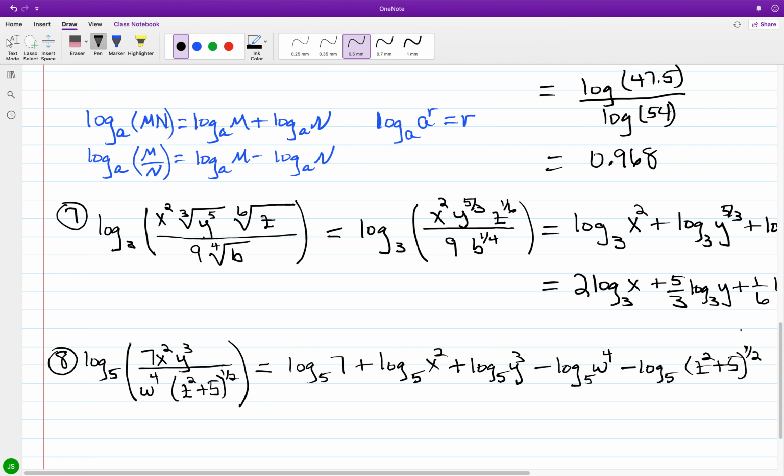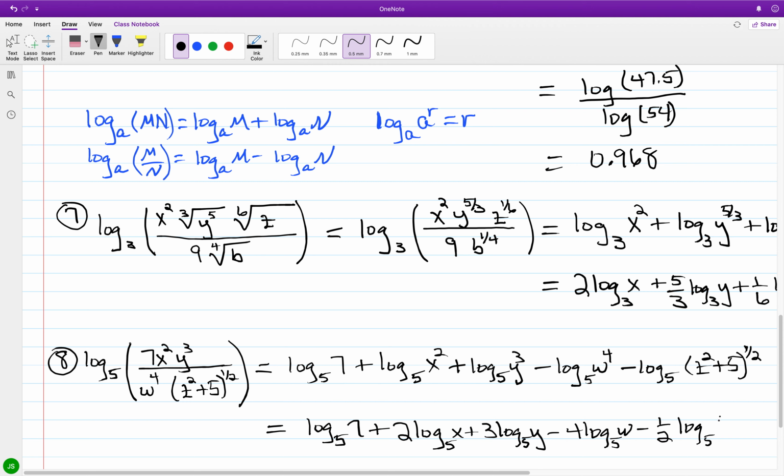All right, and now the first term is already in reduced form, and 7 is neither a multiple nor an integer power of 5. So we have the base 5 logarithm of 7, and then where we have exponents, we're going to write them as coefficients. So the second term, we have 2 times the base 5 logarithm of x, followed by 3 times the base 5 logarithm of y. We have minus 4 times the base 5 logarithm of w, and we have minus 1/2 the base 5 logarithm of the quantity of z squared plus 5.